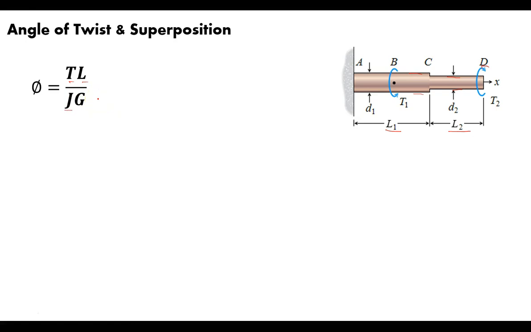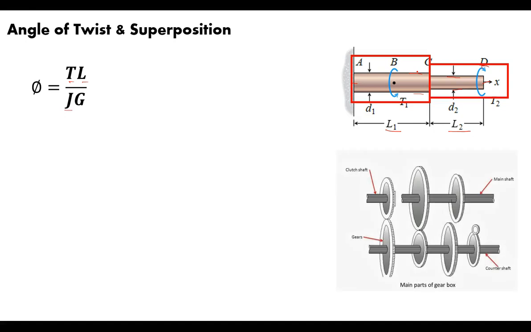So to understand how much rotation is going to be between these two, from A to D, how much of an angle of twist you're going to end up with, you're going to have to treat both of these as two separate shafts that just happen to be together.